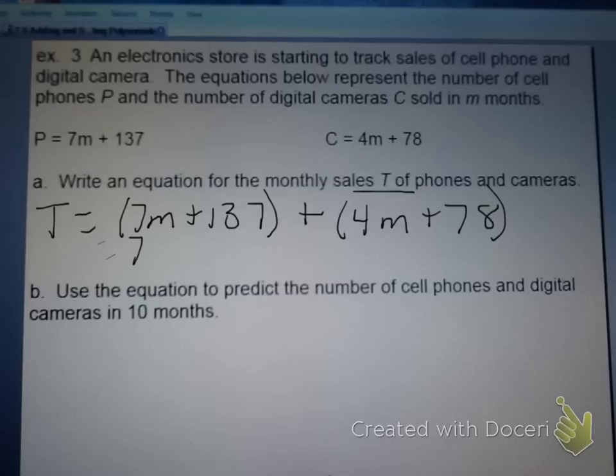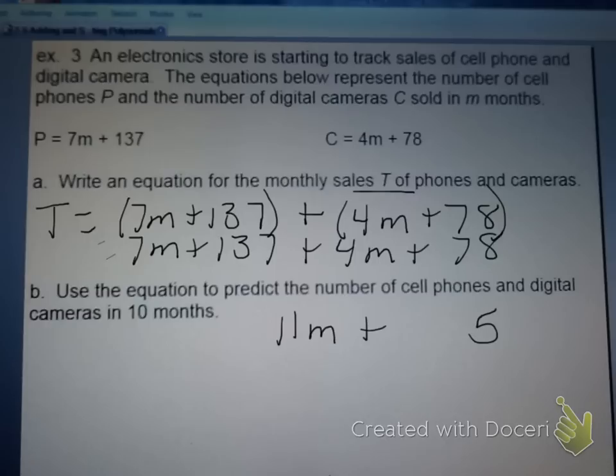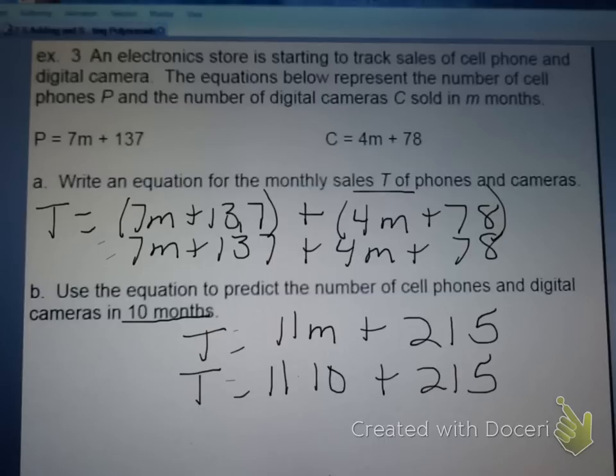Again, we would clear our parentheses. And we would get 11M plus 215. Use the equation to predict the number of cell phones and digital cameras in 10 months. So 10 stands for M. So we would plug that in. So our total sales is 325.